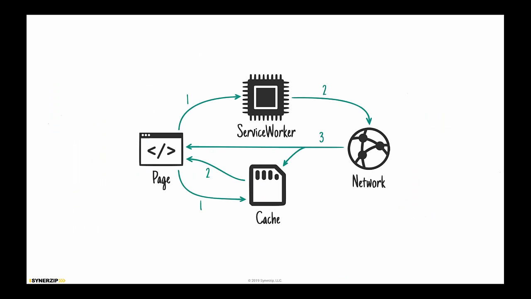So here's one flow of caching. Every request that is generated by the page is routed through the service worker. And then the response gets back to the service worker, and the service worker can decide whether to cache this resource or not.